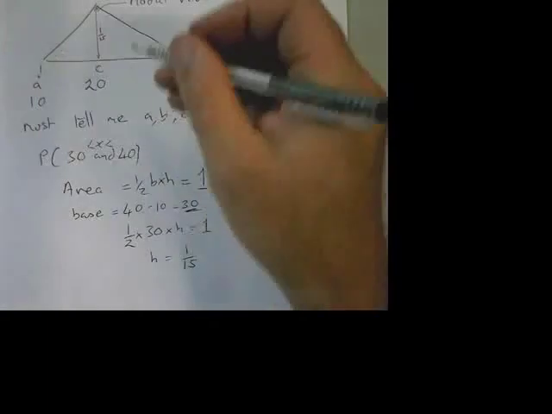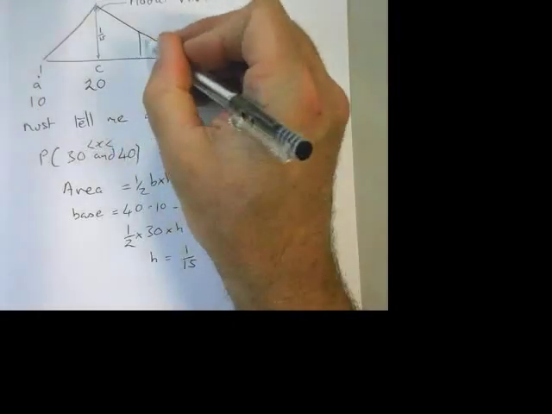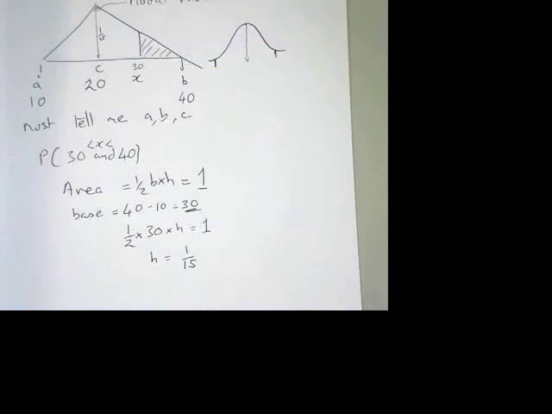The CXB. Why would I use the CXB? Okay, so what I should have done, of course, is draw the picture. So I asked for between 30 and 40. So I'm asking for this area here, between 30 and 40. And of course, that's my value of x. Do you understand where we're going?